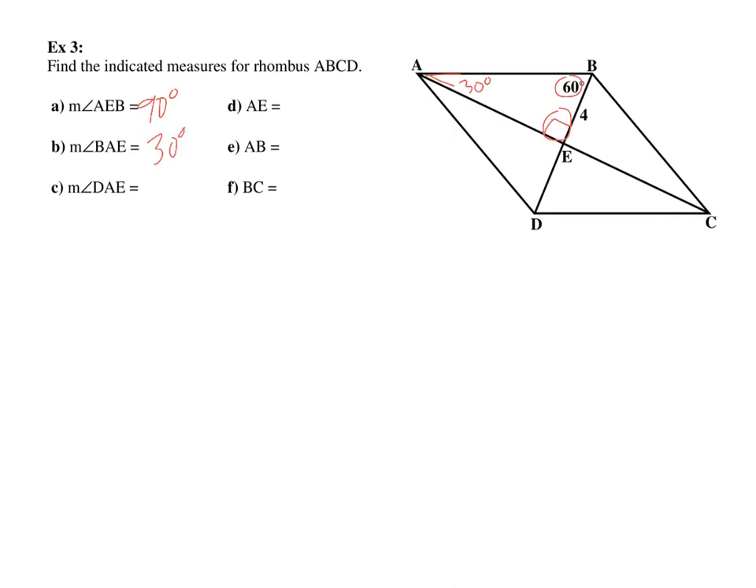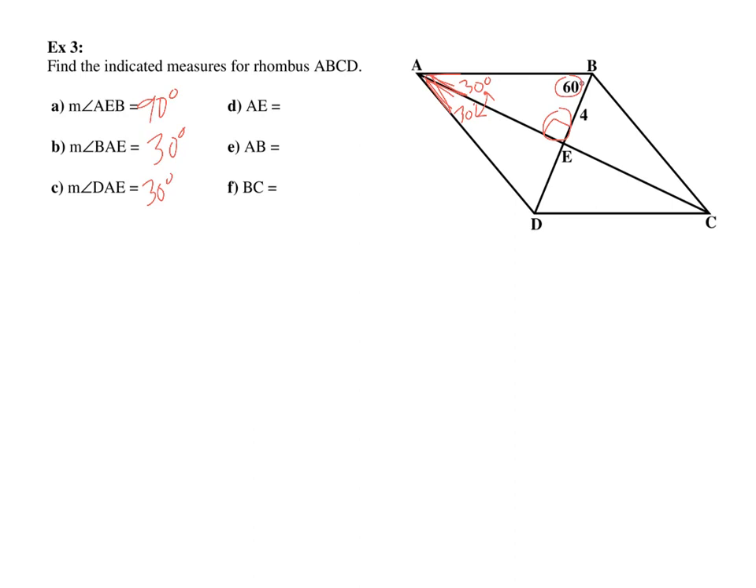Okay, and then measurement of DAE. All right, well, the diagonals bisect the opposite angles, so that has to be the same angle measure as the one right next to it. All right, they're the same. So that's 30 degrees. AE, what is AE equal to?